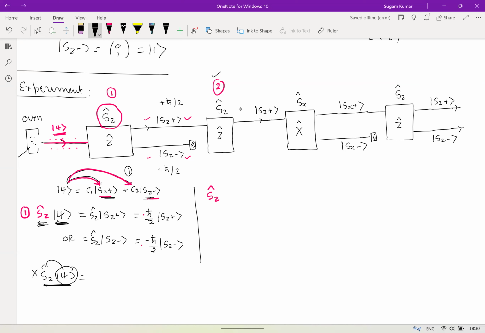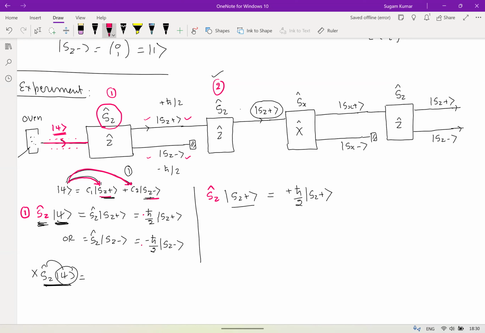And in the second stage, what is happening? You're going to operate SZ on the SZ plus. And now you see this SZ plus is already an eigenstate of SZ. And I told you that then the wave function will not collapse because it's already an eigenstate. It means this is simply going to give h cut by 2 into SZ plus. So this is the reason that you're getting only one value here, one component, SZ plus.